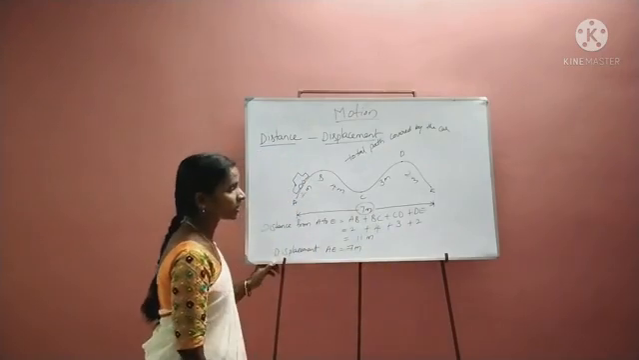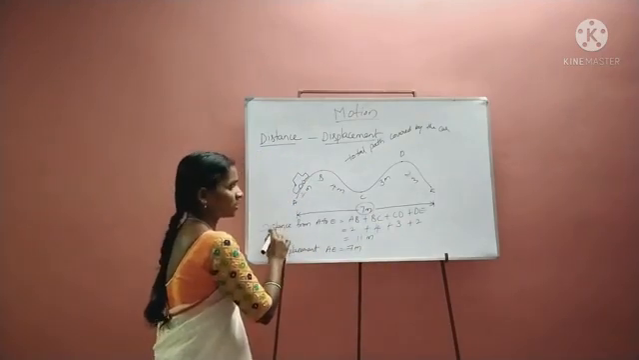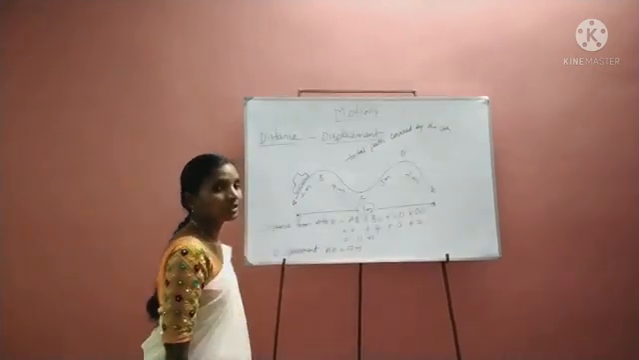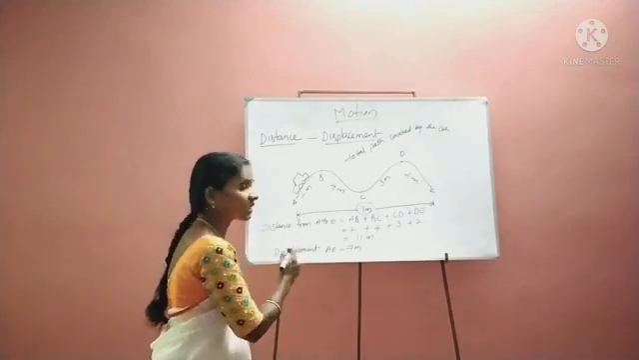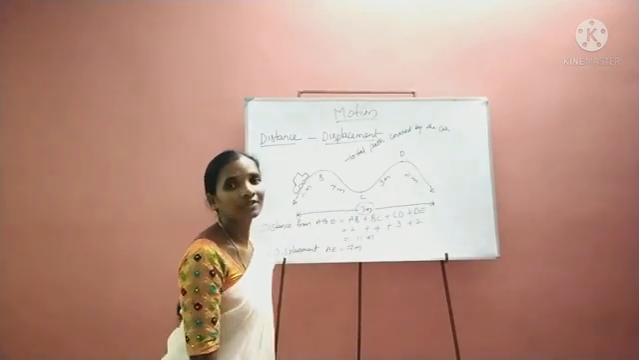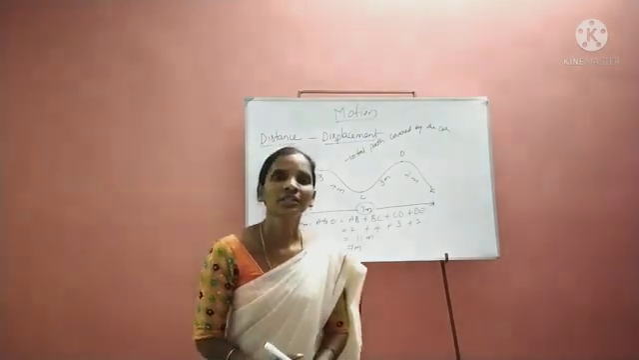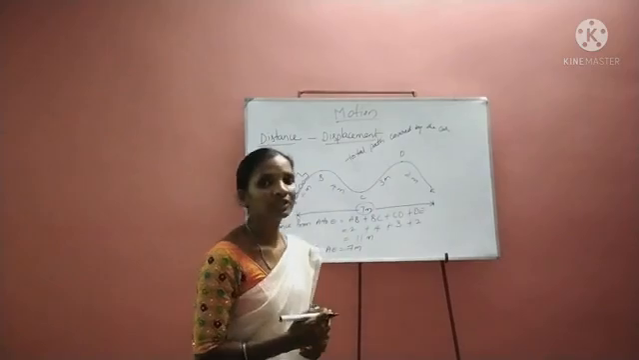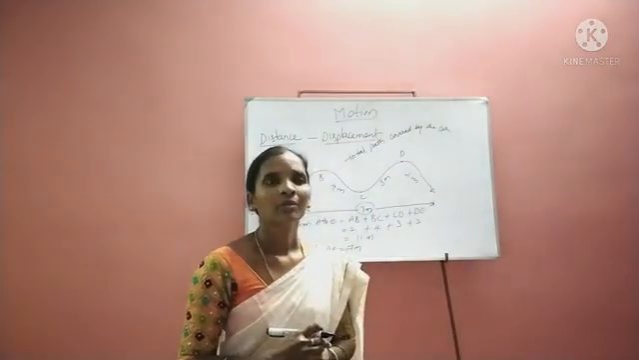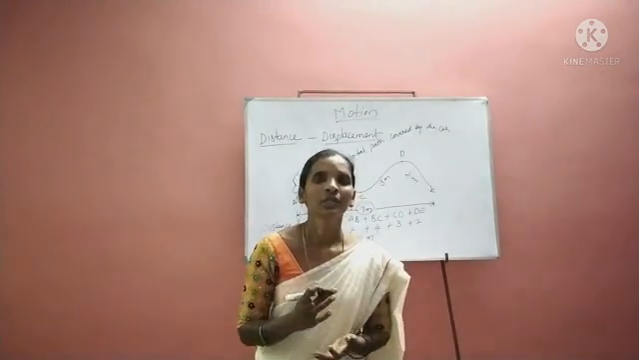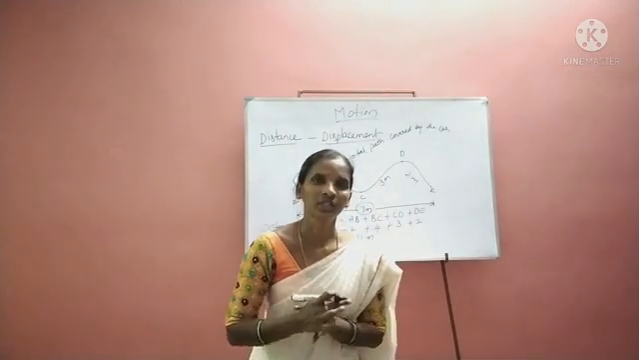7 meters. So the distance is 11 meters. Displacement is 7 meters. So what is the displacement? Displacement is the shortest distance between A and E. So what is the distance?